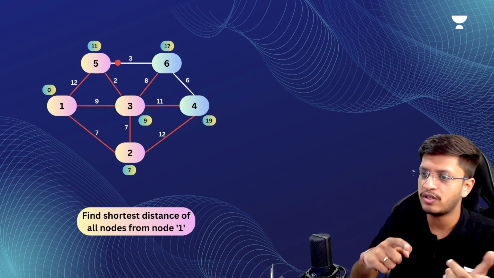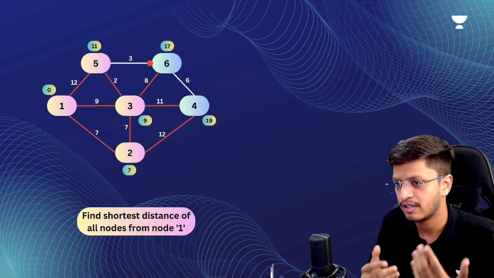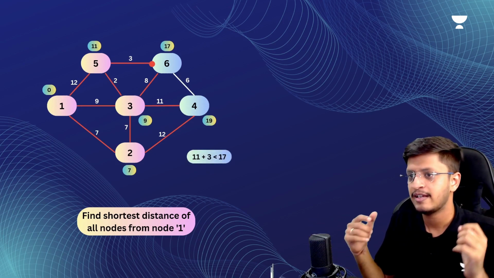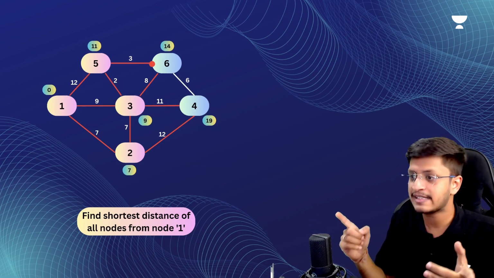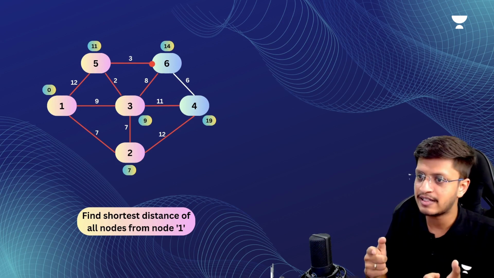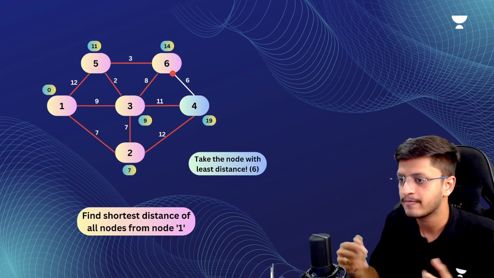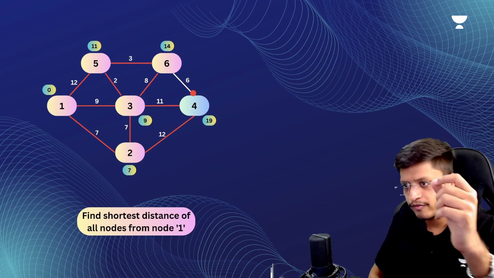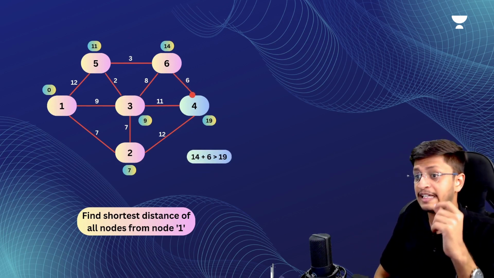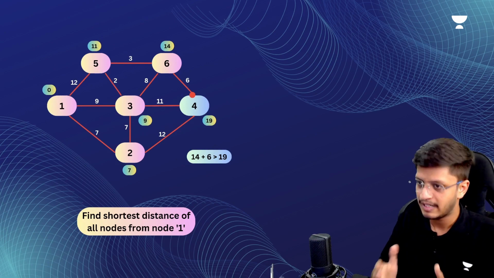Again we go to the next node with the least distance, which is 5. So from 5 we go to 6. Now 11 plus 3 is less than 17, so we relax this edge and the distance to 6 now becomes 11 plus 3, which is 14. And last step, from 6 we go to 4. We see that 14 plus 6, which is 20, is actually greater than 19, so we don't do anything.